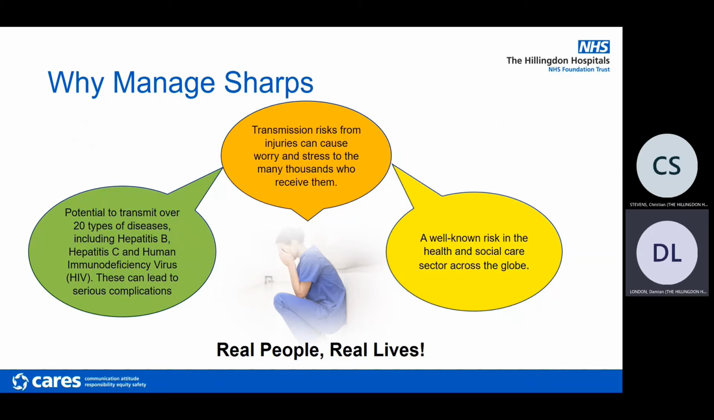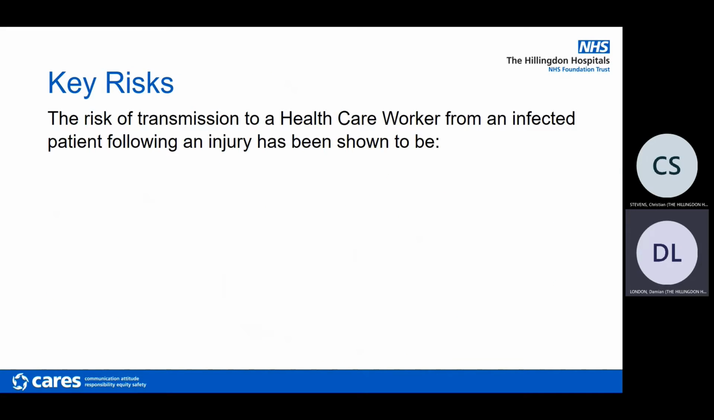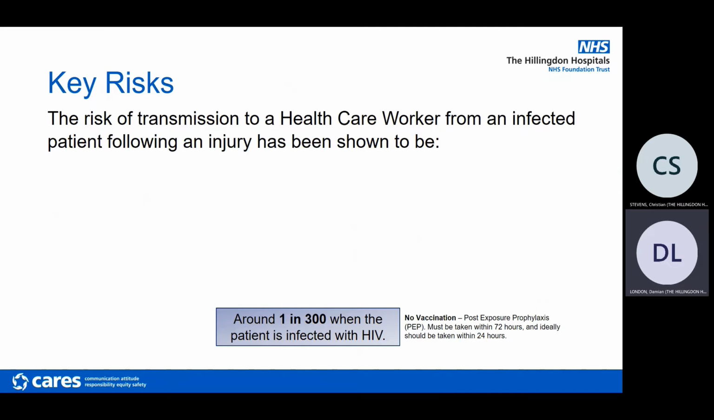So what are the key risks? We talked about hepatitis B, hepatitis C, HIV. In terms of HIV, the risk is 1 in 300 of being affected if they sustain an injury from an HIV positive patient. Now, there is no vaccination for HIV. There is post-exposure prophylaxis, which must be taken within a certain time period for its effectiveness.